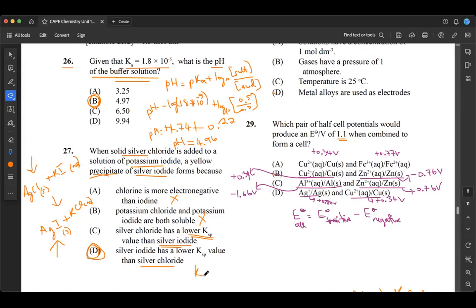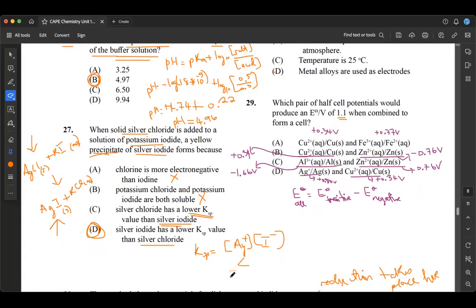Remember now, the KSP is a measure of solubility. And so it would be the concentration of the silver ion times the concentration of the iodide ion, right? And it turns out that this number that we get in this case is less than what we would get in the case of a silver chloride solution. And so that's why we see a precipitate, right? So precipitate formation has to do with the KSP value, and the lower your KSP is, the higher the probability of you forming a precipitate, okay? And so that's what happens in this case, and 27 is then D, okay?